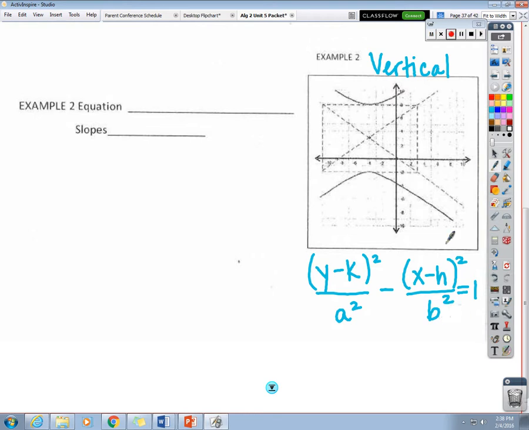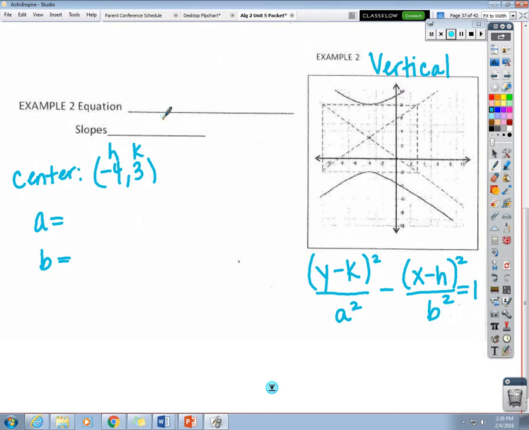Okay? So, to actually use this equation, we have to know some things. What do we have to know? The center. Negative 4, 3 is correct, so that's our h and our k. And what else do we have to know? A and B, right.